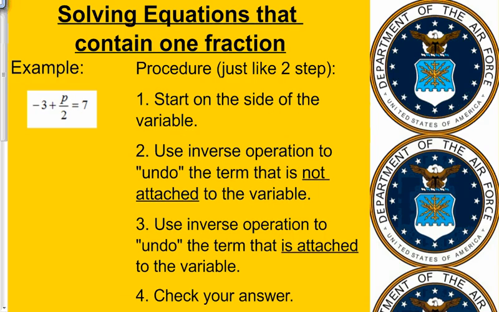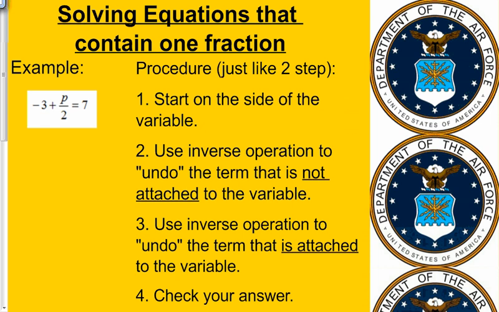All right, here's our first example. We have -3 plus p over 2 equals 7. Now this is something that you should recognize from last section. I wanted to start you with one that you would recognize dealing with a fraction. I want you to realize also that fractions are the same as division. You can treat them both ways.